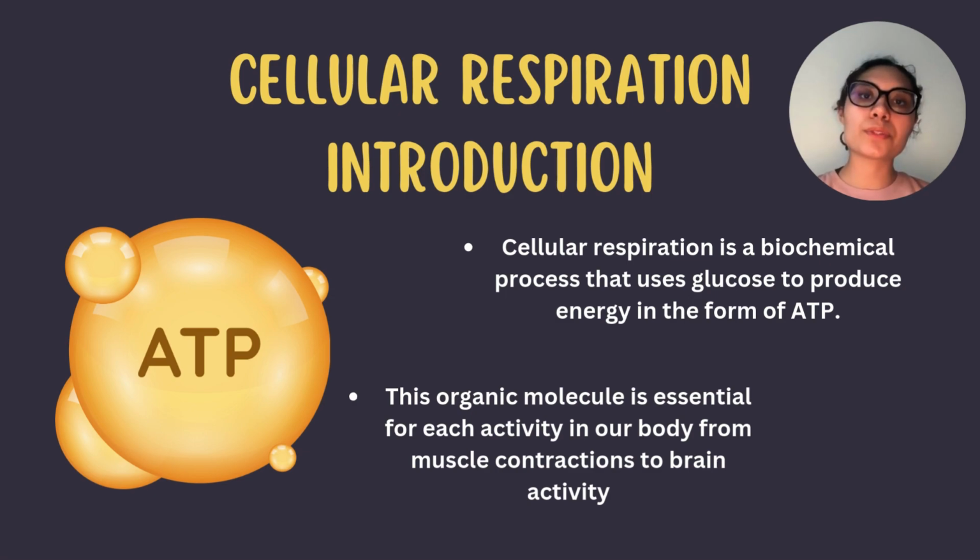Cellular respiration is a process that uses glucose to produce energy in our body in the form of ATP. This organic molecule is essential for every activity in our body, from muscle contractions to brain activity. In this presentation, we will break down the three main stages of cellular respiration: glycolysis, the Krebs cycle, and the electron transport chain, and analyze how they contribute to produce ATP.